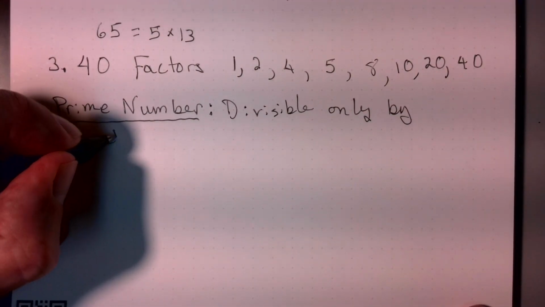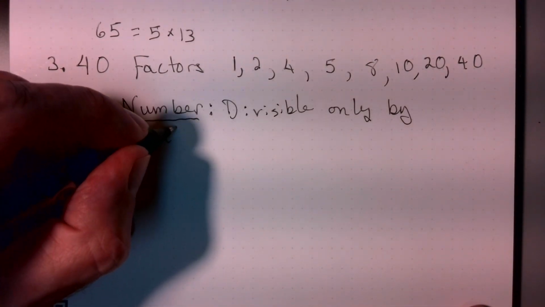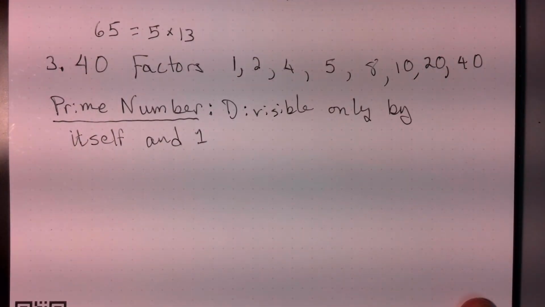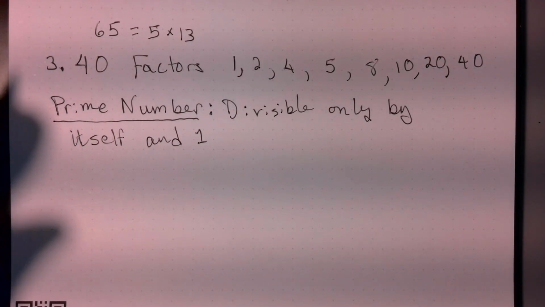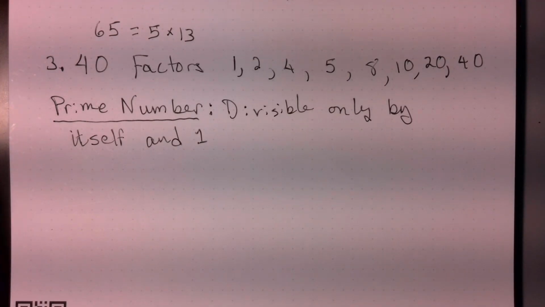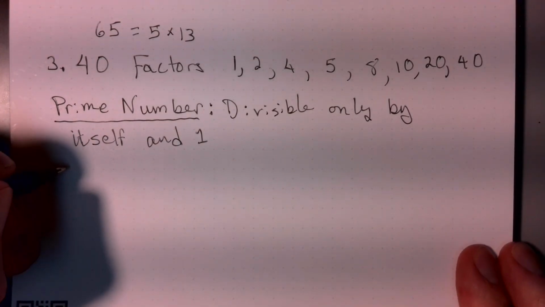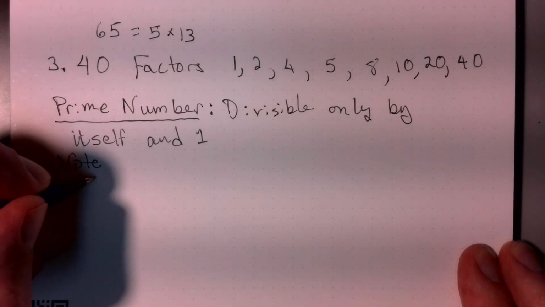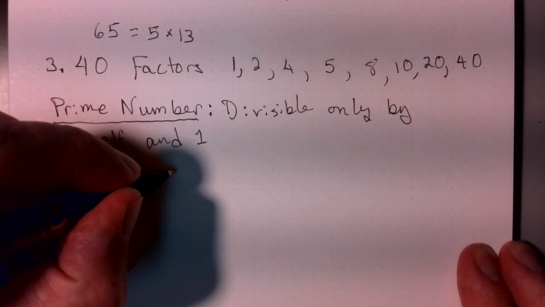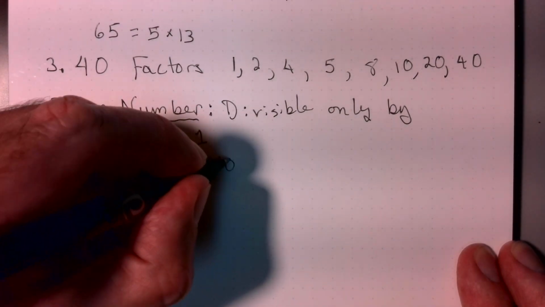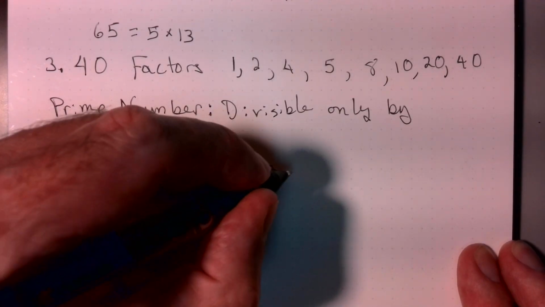A prime number is divisible only by itself and 1. If you're talking about a prime number, there are only two things that divide this number, itself and 1. Quick note here, 1 is not a prime.